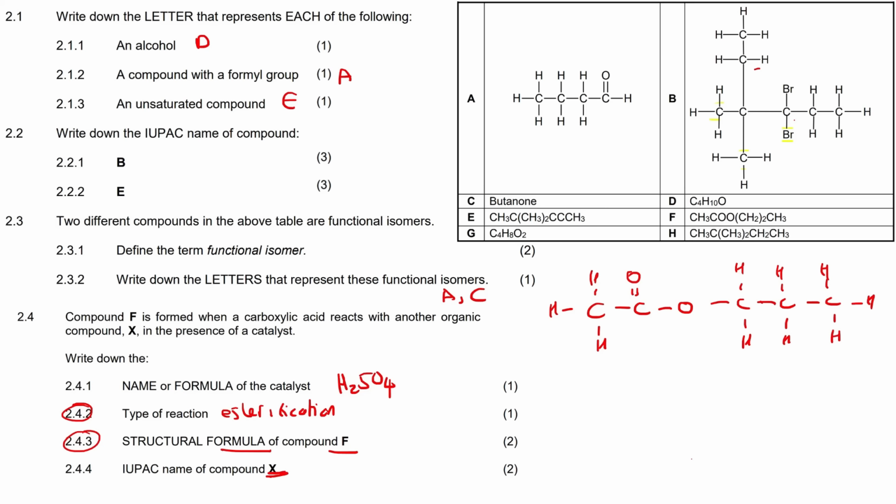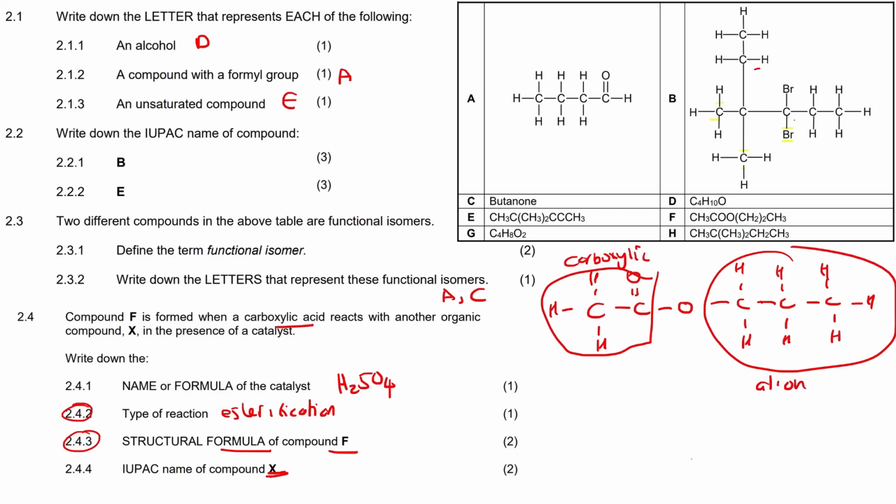Okay, so let's just check. Compound F is formed when a carboxylic acid reacts with another compound X. Okay, well, we know that an ester is comprised of a carboxylic acid and an alcohol, and we know that this is the carboxylic part, and then this is the alcohol part.